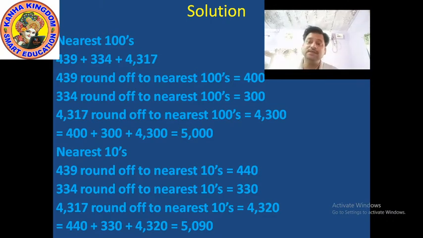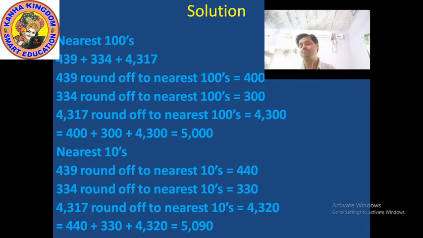Now the second number is 334, and the same rules apply. The tens digit here is 3, which is also less than 5. So again, by the first rule, the tens digit and ones digit are converted into 0, and nothing changes in the 100 place. So when we convert 334 to the nearest 100, it becomes 300.